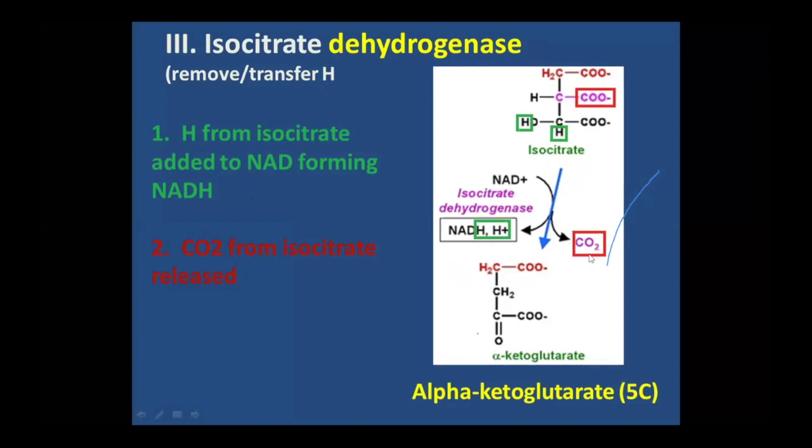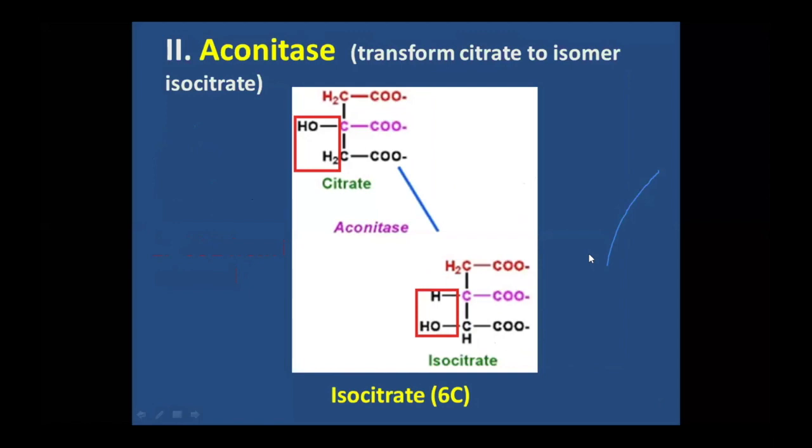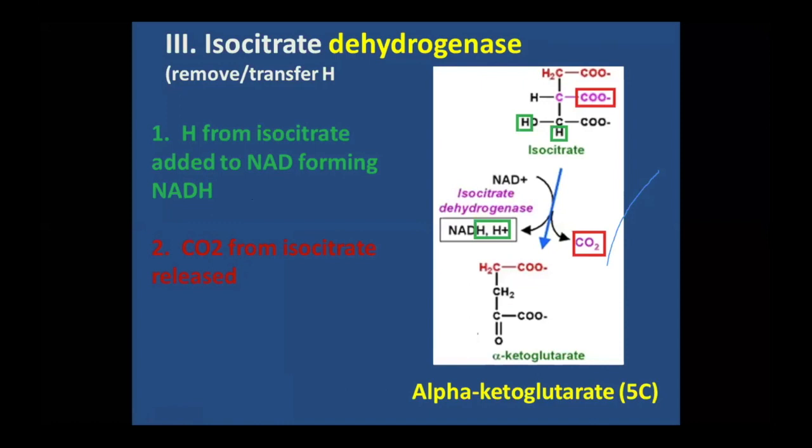Okay. Now, if we go back, isocitrate is a 6-carbon molecule. Here, we have alpha-ketoglutarate, which is a 5-carbon molecule. Saan napunta si carbon? Kasama po siya ni carbon dioxide. Lumayas na po.